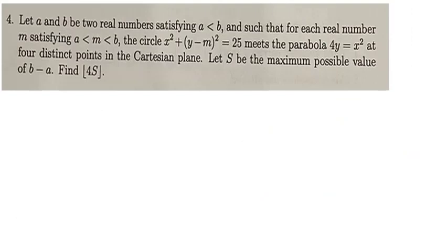Problem number 4. Okay, in this figure, we have a circle and a parabola, and one important thing is to draw a diagram approximately to understand the problems as well. So let's read the problem. Let A and B be two real numbers satisfying A less than B, and such that for each real number M satisfying A less than M less than B, the circle x squared plus (y minus M) squared equals 25 meets the parabola 4y equals x squared at 4 distinct points in the Cartesian plane. Let S be the maximum possible value of B minus A.